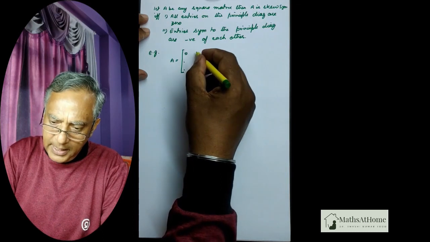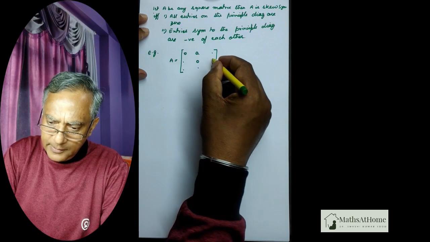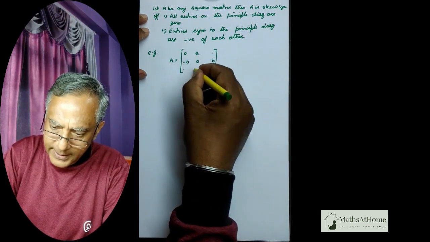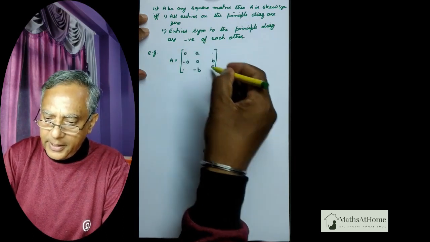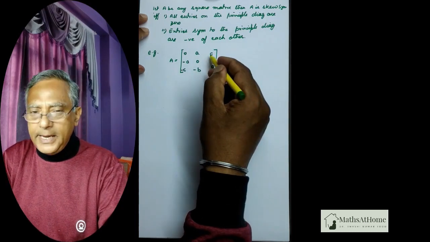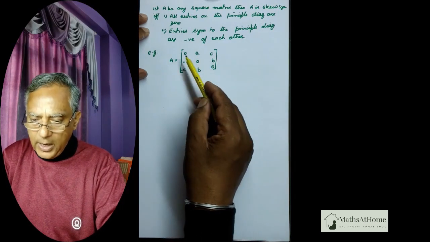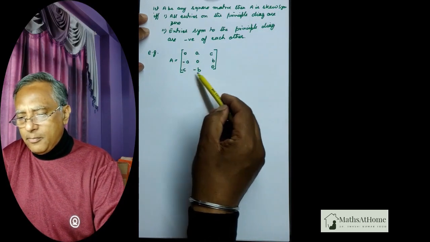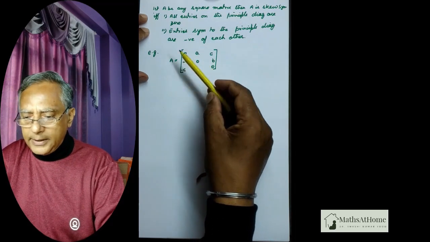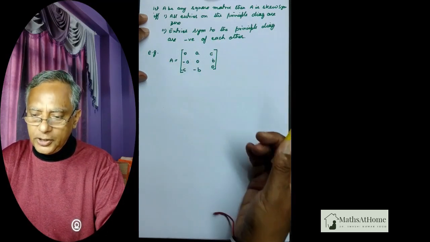And if these entries are, say, this is A and this is B, then this must be equal to minus A, minus B. Entries symmetrical to the principal diagonal must be negative of each other. If this is C, then this must be minus C. So you can write a skew symmetric matrix as all entries on the principal diagonal are 0 and the entries situated symmetrical to the principal diagonal are negative of each other.